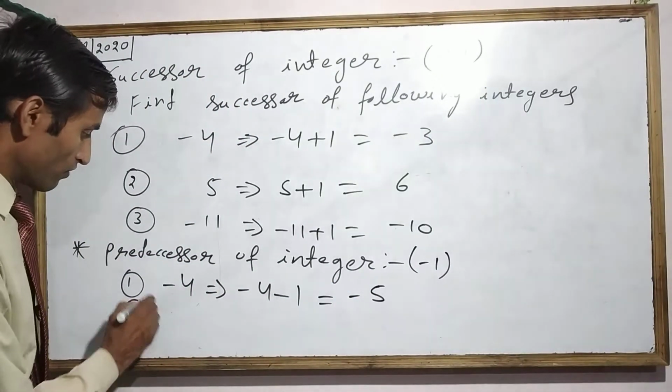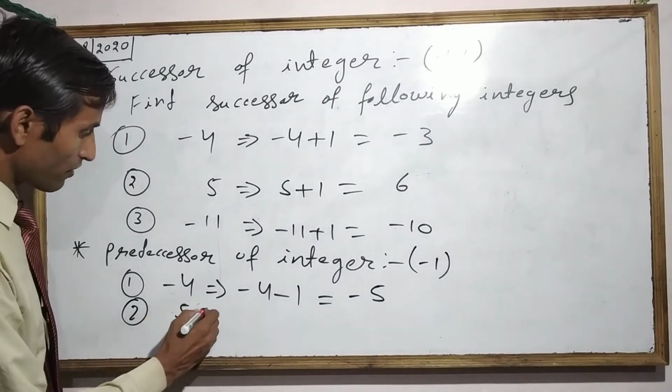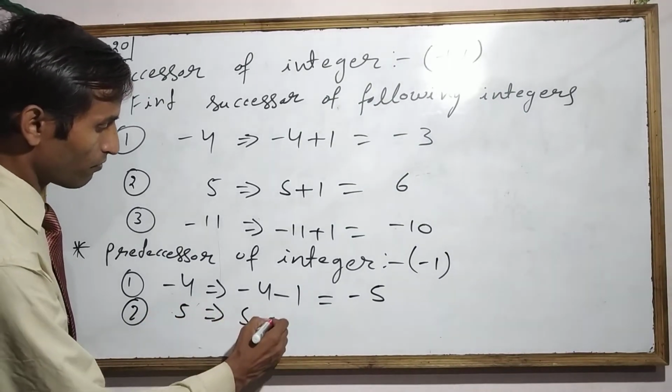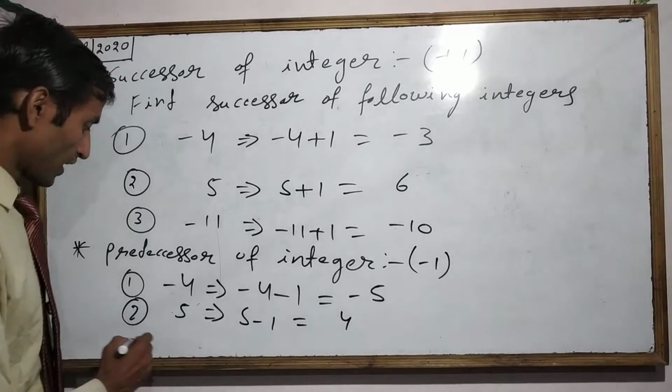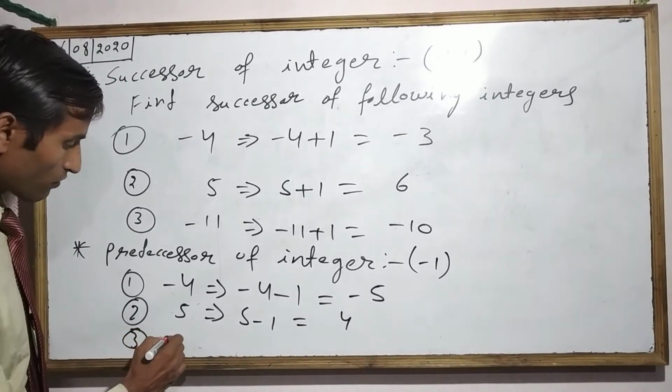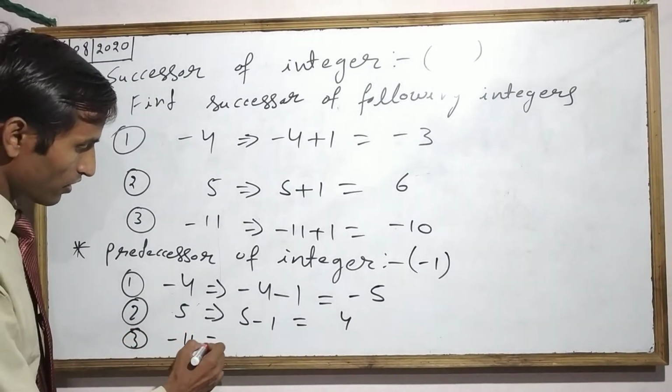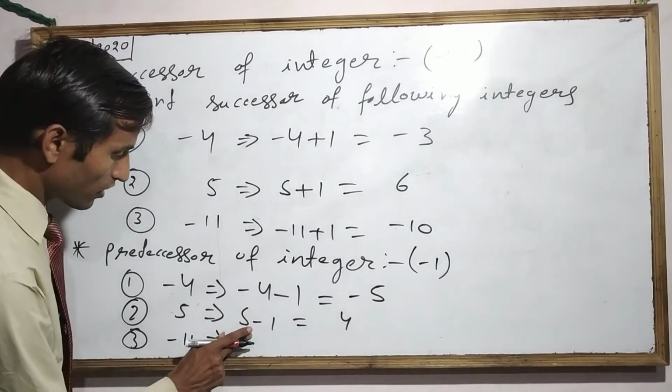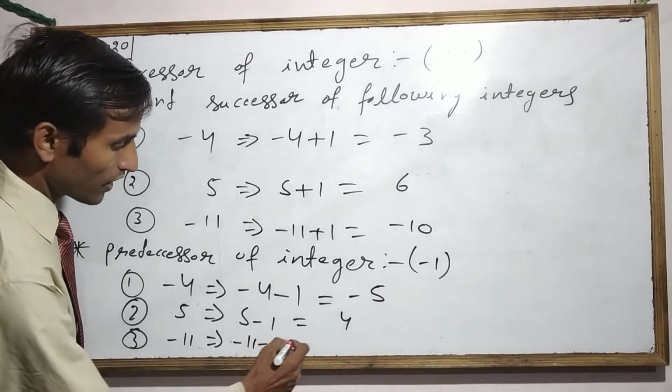Second one, we have to find the predecessor of 5, which means we subtract: 5 minus 1 will get 4. Again we have to find the predecessor of -11, which means -11 and then minus 1 will get -12.